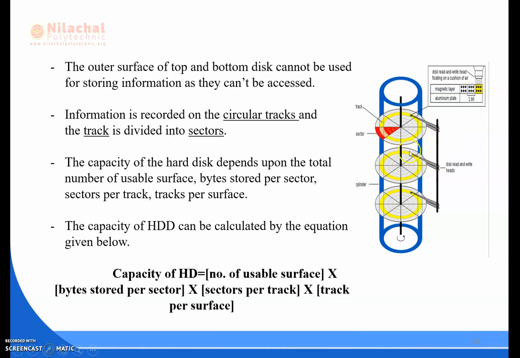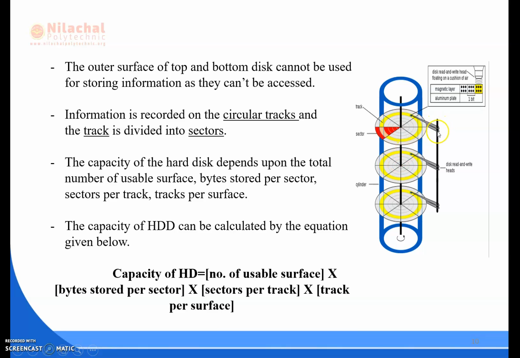So let's go to the diagram. Here you can see a cylindrical structure. Here we have multiple platters. There are many platters. The hard disk capacity depends on the number of platters it consists of. In the diagram we can see there are three platters. We have a read-write head attached to an actuator. Each and every platter has a read and write arm with a read and write head so that it can read and write its corresponding platter's information.